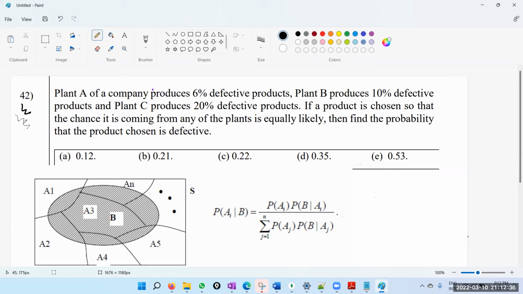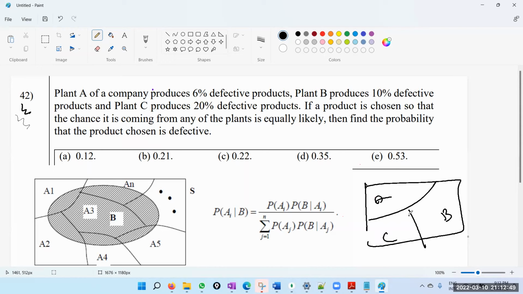So that means there are only 3 plants, right? What are those 3 plants? Plant A, plant B, plant C. Equally likely means PA equal PB equal PC equal 1/3, right? So you have to look at this one, because you know that this kind of questions are mostly Bayes theorem questions.